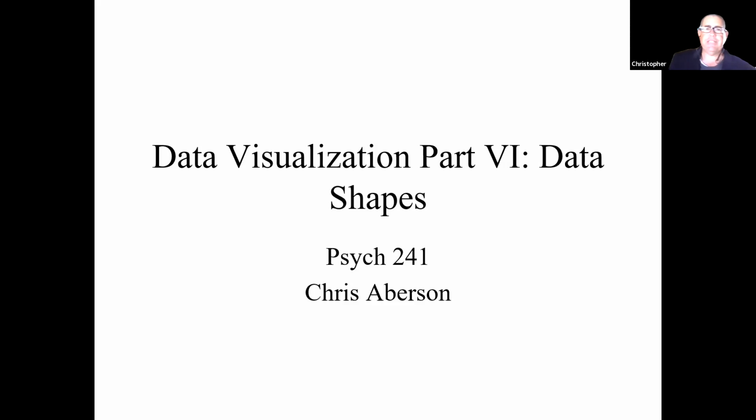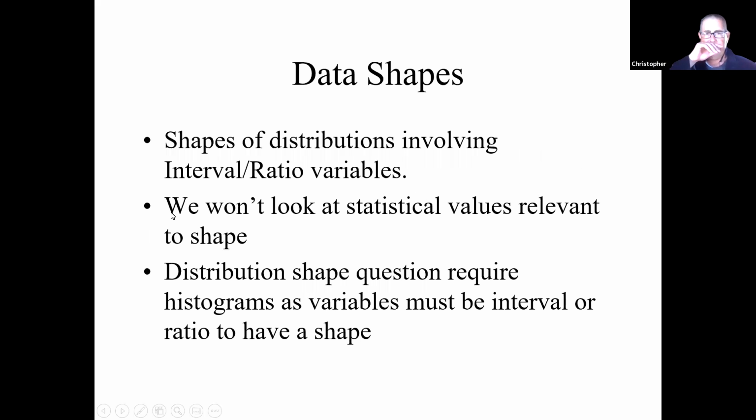All right, data visualization part 6, different shapes of data. So we're just going to look at shapes of distributions for interval ratio variables. We won't look at statistical values relevant to these. There's a couple of them that we're not going to talk about. These shapes require histograms or density plots, as the variables that we're talking about have to be interval or ratio to have a shape.